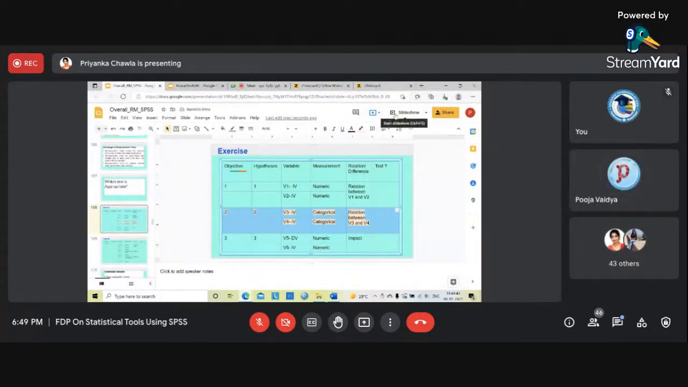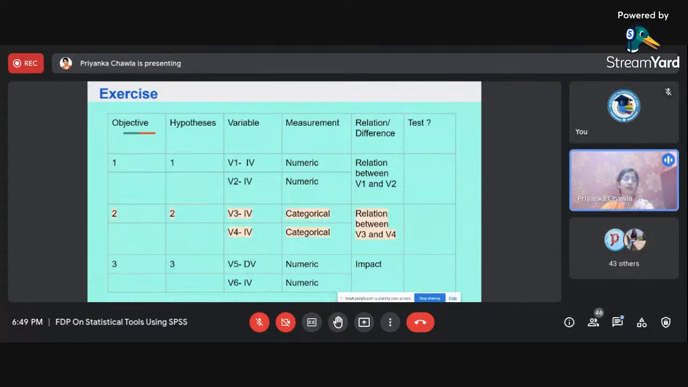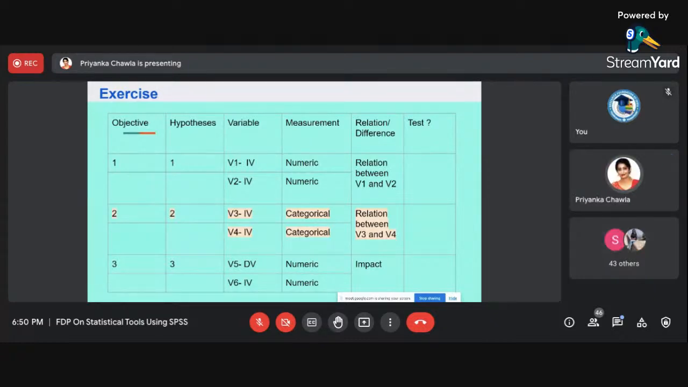T-test? It is showing relationship, not significant difference. T-test always shows difference. The parametric test shows difference. It is used to compare the mean. But here I am talking about the relationship between the categorical variables. Mann-Whitney? No. Kruskal-Wallis.